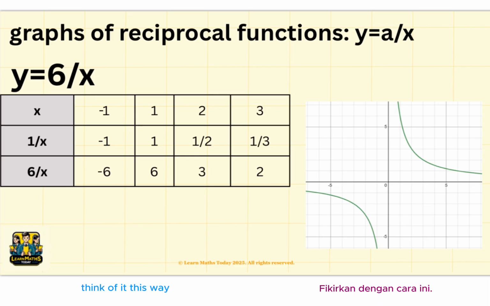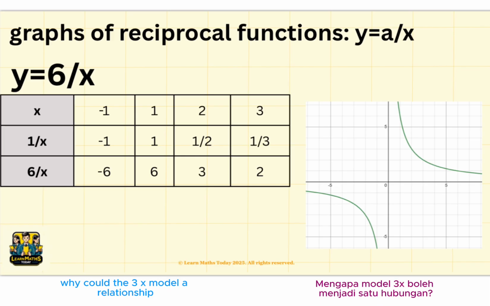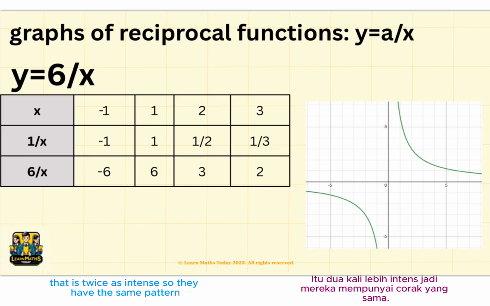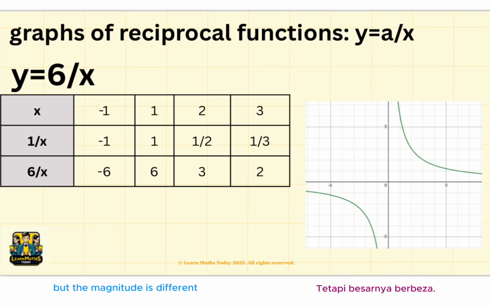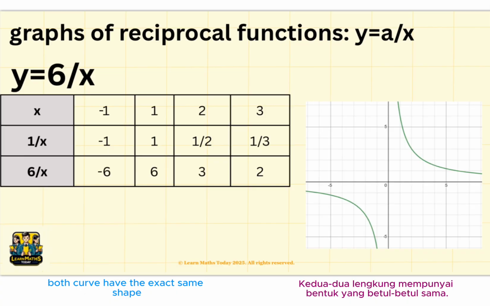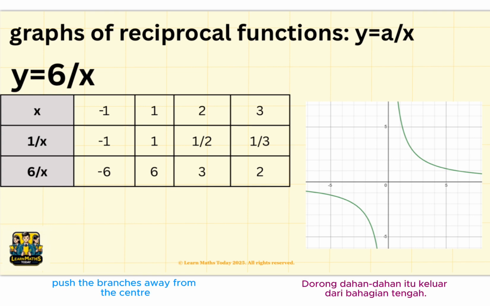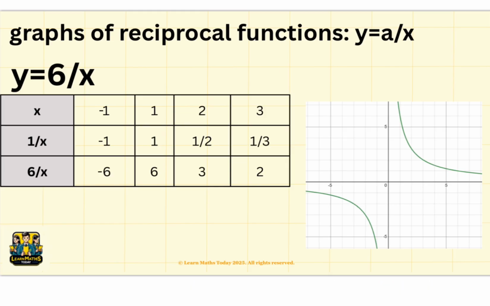Think of it this way: y = 3/x models a relationship, but y = 6/x models a relationship that is twice as intense. So they have the same pattern, but the magnitude is different. Both curves have the exact same shape, but y = 6/x is further from the axes. The larger coefficient pushes the branches away from the center, making the curve look more dramatic.